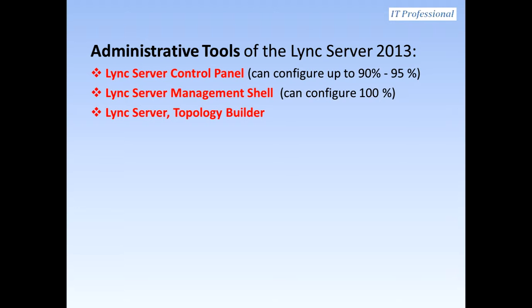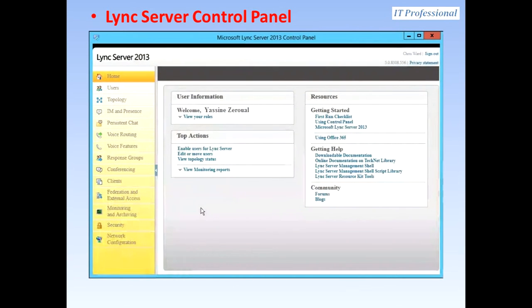Lync Server Topology Builder, we have also the central management database. Lync Server Control Panel, this is in an image, which consists of enabling the users. We have here users, topology, instant messaging and presence, persistent chat, voice routing, voice features, response groups, conferencing, clients, federation, and external access. You can configure also here monitoring and archiving. You can configure security. You can also configure network configuration.